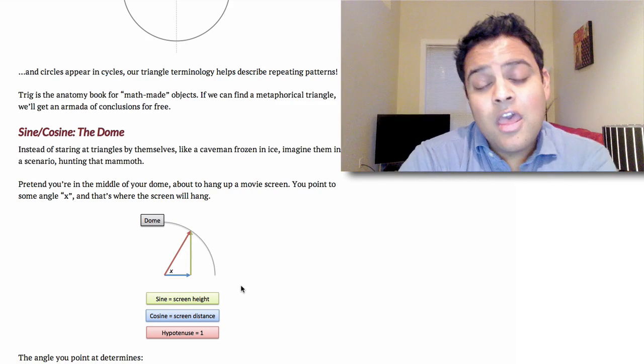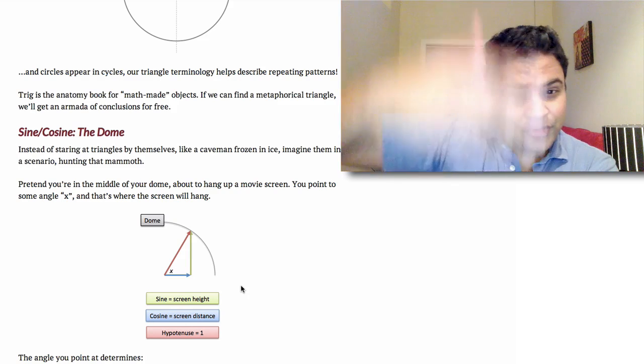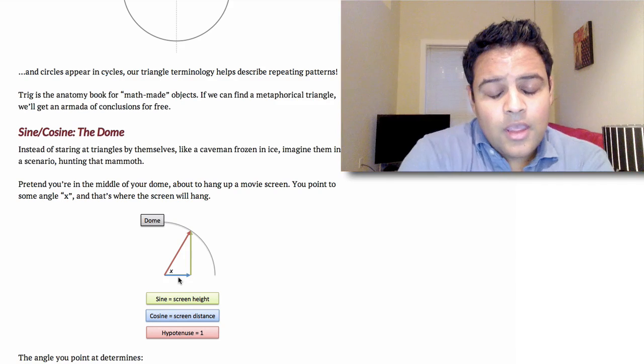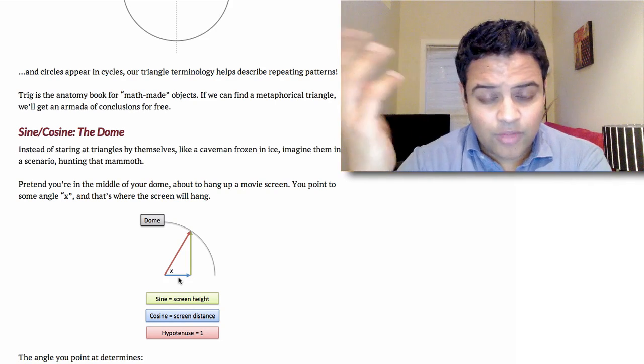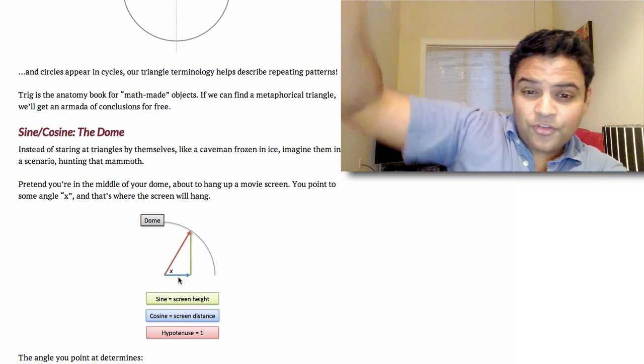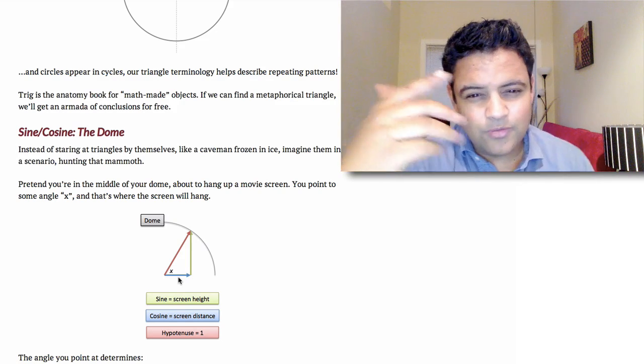We have a sine, and then the cosine is the distance. One thing I like to do is imagine a sign, like a street sign that's hanging. So the sine is vertical, and the cosine is horizontal. And just with that, we have two labels. So I can point anywhere, and if I hang a screen, I have a height of the screen, and I have a distance. And even from here, we can make some intuitive analogies.